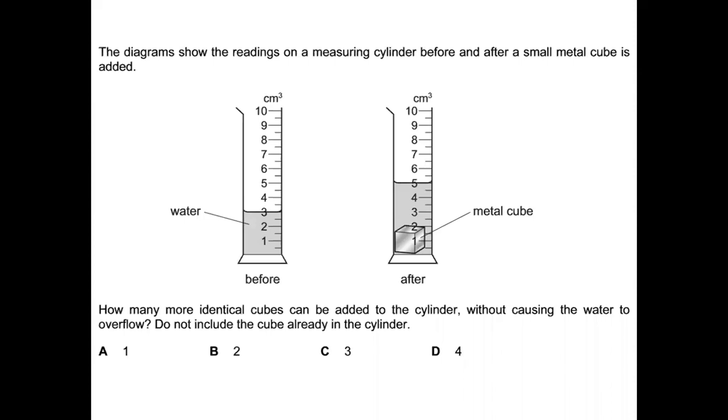Here we have the diagrams showing the readings on a measuring cylinder before and after a small metal cube is added. How many more metal cubes can be added to the cylinder without causing the water to overflow? Do not include the cube already in the cylinder. Well, looking at the diagram, we can identify that the volume of one metal cube is equal to 2 cubic centimeters, which means we can only add 2 more metal cubes without causing the water to overflow. That means the answer is letter B.